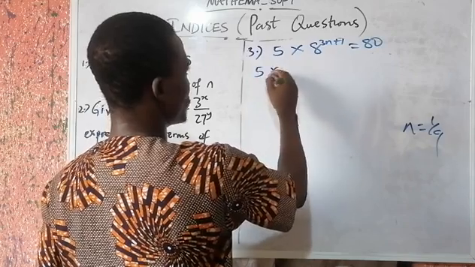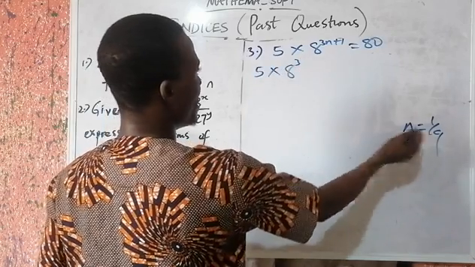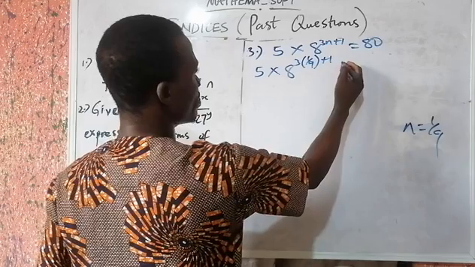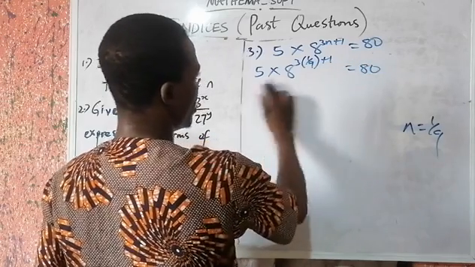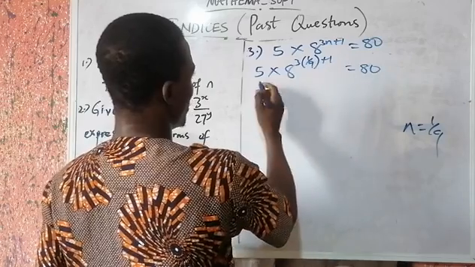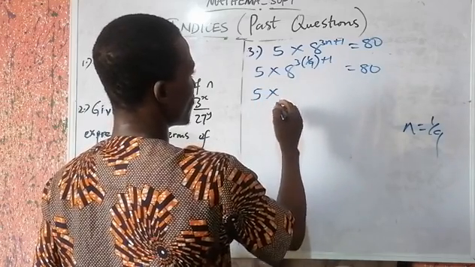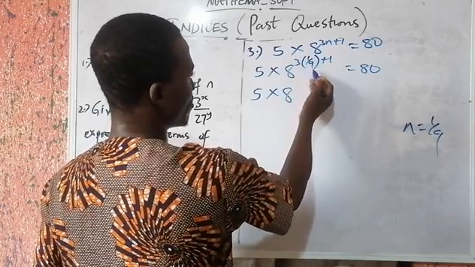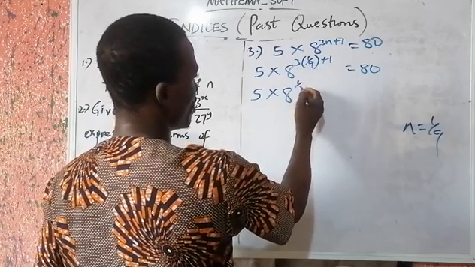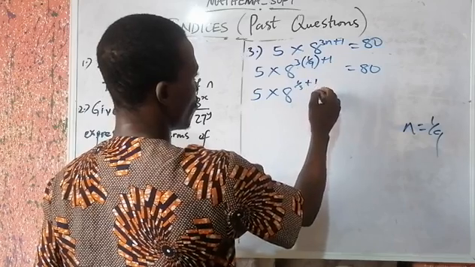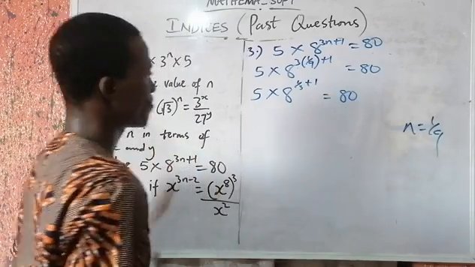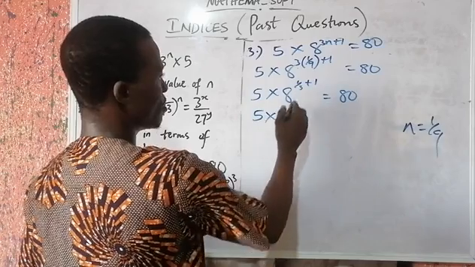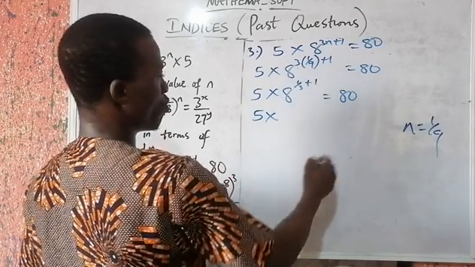So 5 times 8, 3. We got 1 over 9 plus 1, then equals 80. So let's concentrate on this side and see if we are going to get 80. 5 times 8 raised to the power of 1 over 9; the cube root of 9 gives 3. That will be 1 over 3 plus 1 equals 80. Okay, so I will have 5 times 8 raised to power 1 over 3 plus 1.